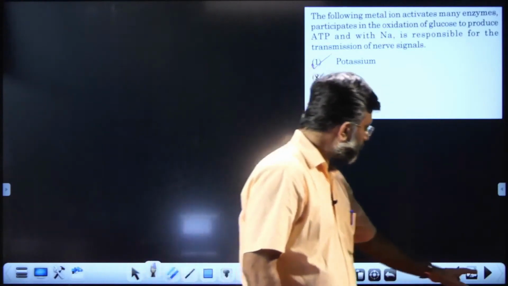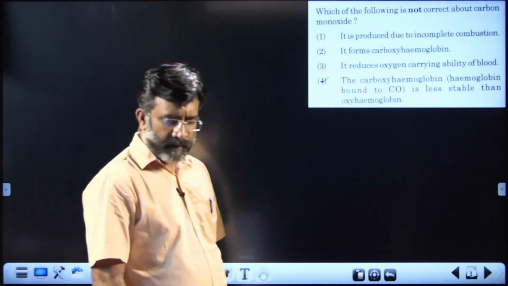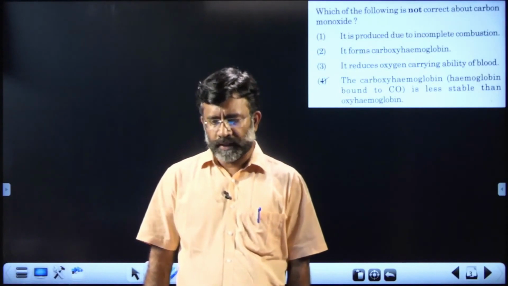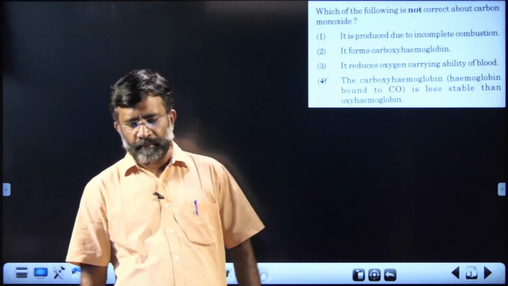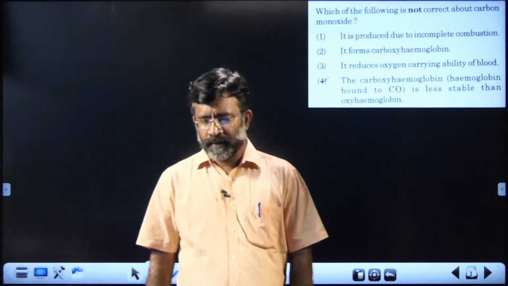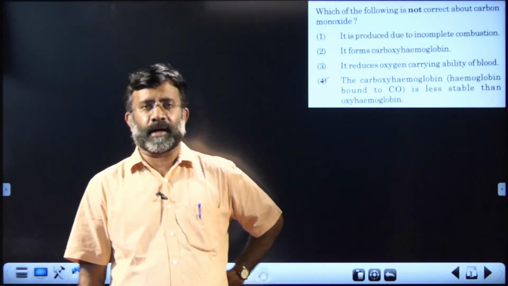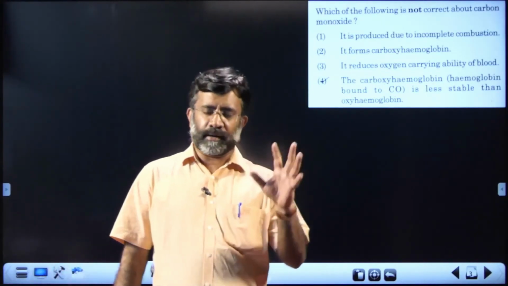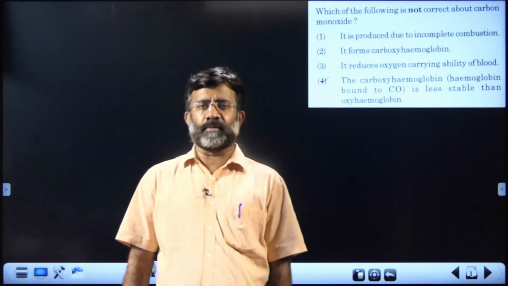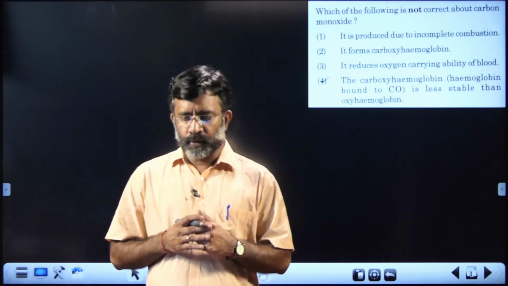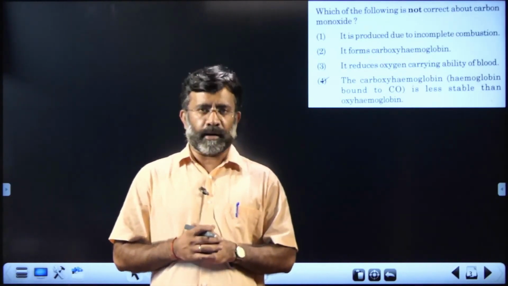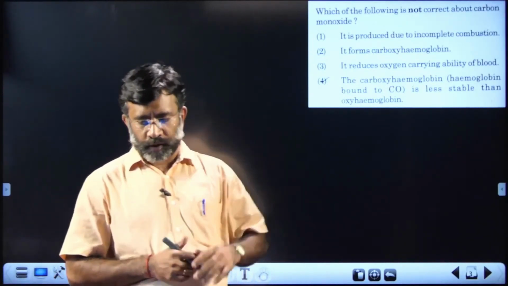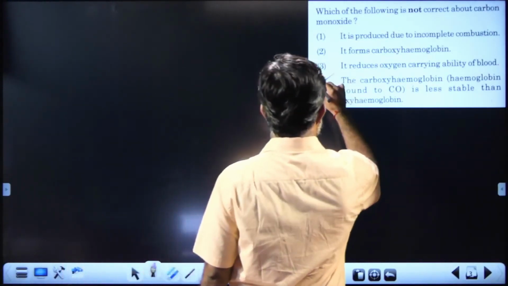Third question. Which of the following is not correct about carbon monoxide? First one, it is produced due to incomplete combustion, which is a true statement. It forms carboxyhemoglobin, that is a true statement. It reduces the oxygen carrying ability of the blood, a true statement. And the correct answer, that is the incorrect statement, is the fourth choice.